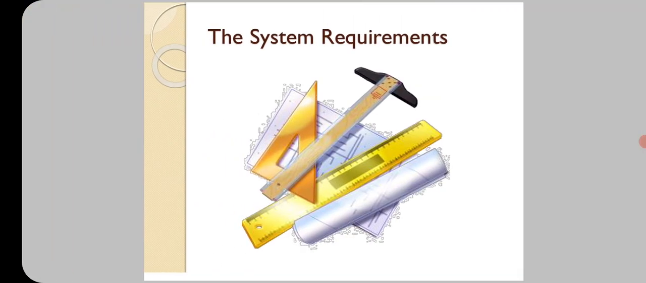Next, system requirements. The next phase is called system requirements. System requirements means what the inputs are, what the outputs are, what the procedures are, and what reports are required by the clients. All these things are called system requirements.